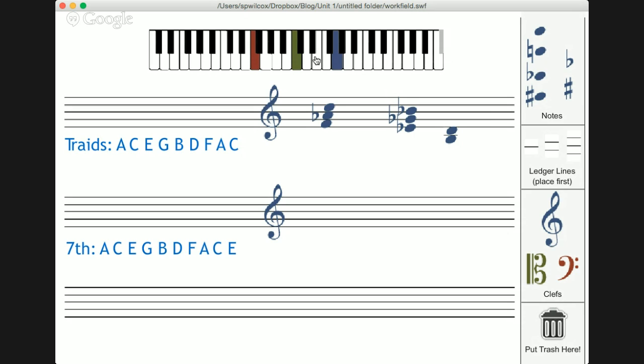So 1, 2, 3, 4 semitones. We want an F sharp. So that's how we make major and minor triads. Let's take a quick look at augmented and diminished triads, especially the diminished, and then we will do some inversions. And after that, we'll look at some triads in keys and see if we can figure out harmonic functions.